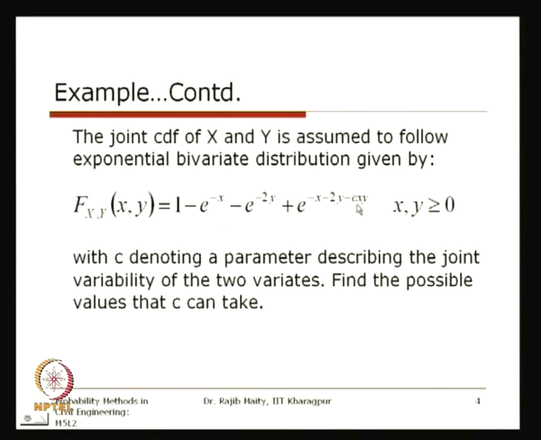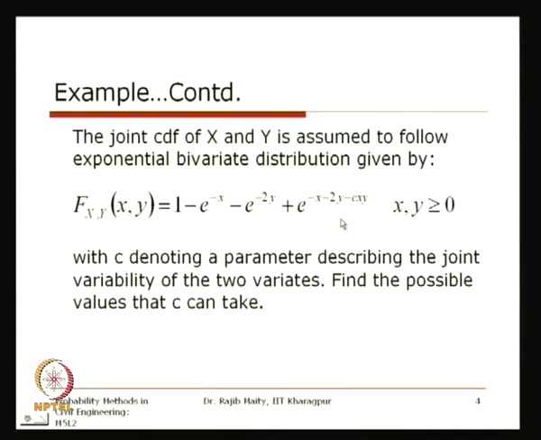What is the possible range of this c, where c is a parameter describing the joint variability of the two variates? How are these two variates, x and y, the duration and the intensity, varying together, and what is their association to each other? Obviously, this is mostly the linear association that we are talking about.